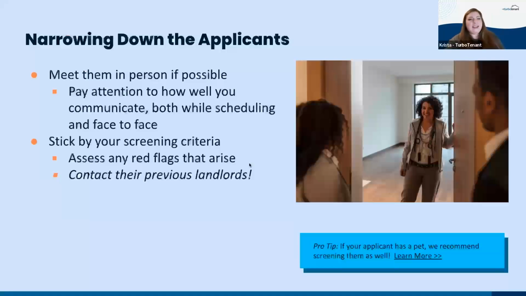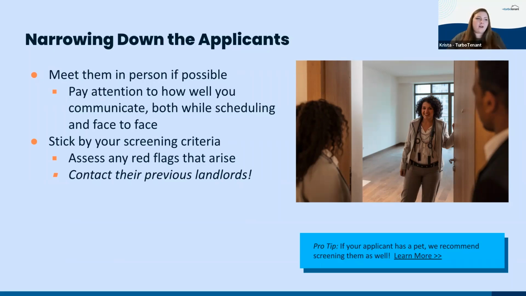As Samantha and I have mentioned, in this whole process, it's all fun and games until you have to let people go. So as you are starting to figure out who you want in your rental, you're going to have to narrow down the applicants. The best way to do that is to meet them in person if possible. That allows you to really hone in on how you both communicate, and also it lets you know if this is someone that you can have pleasant conversations with. So take note of how easy it is to actually get it scheduled, if there's any pushback about not wanting to meet you for some reason, and also just the way that you communicate when you're in person.